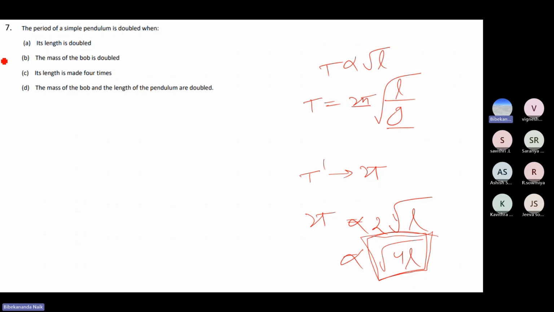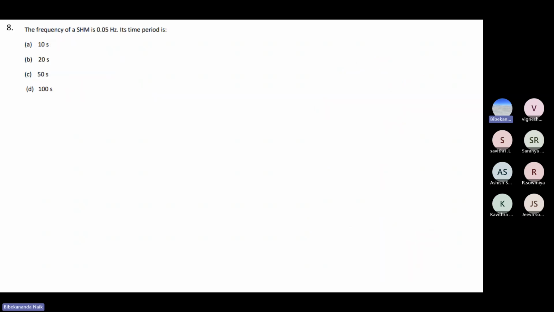So if the length is made 4 times, the time period of a simple pendulum will be doubled. So this is the correct answer.